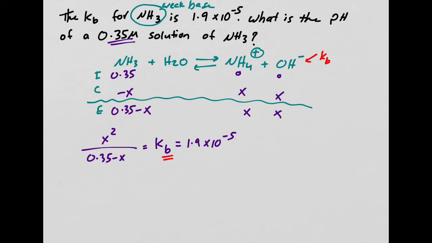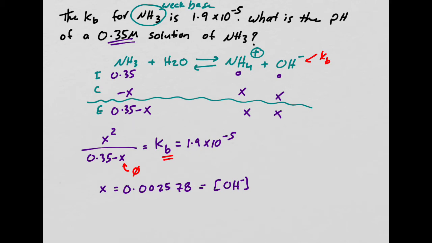Okay, so what do I have to do? I have to solve for X, right? And I am going to assume that the subtracted X is 0 to make my math a lot easier. Now, if I do that, what I end up with for X is 0.002578. Okay, so I have the X. Now what is the X? The X is the hydroxide concentration.